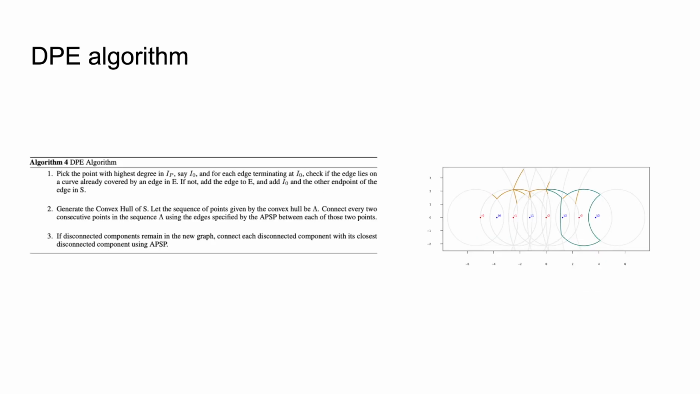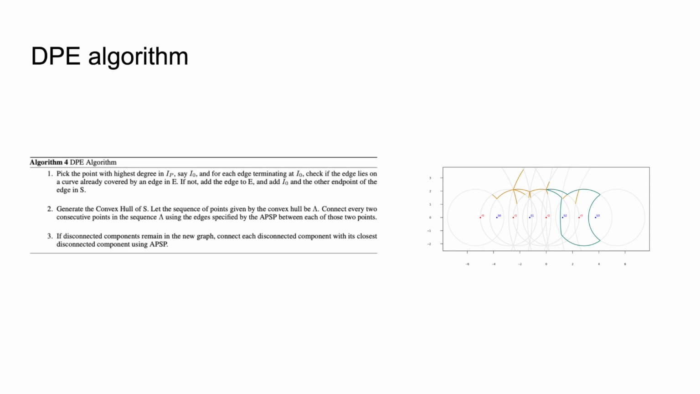The dense point expansion algorithm, however, uses the points with the highest degree in the graph. A point with a high degree basically means that it is a junction between multiple scenic paths, and the DP algorithm leverages this particular fact. So what it does is it picks the point with the highest degree in the set of points in the graph, and for each edge terminating at that point, it checks if the edge lies on the curve already covered by an edge in the set capital E.